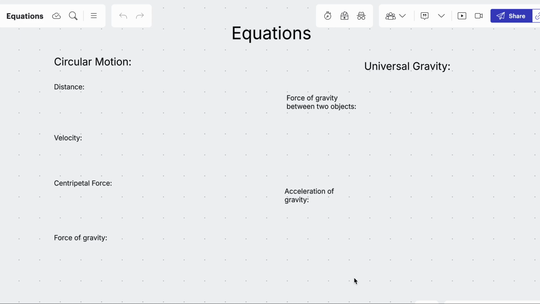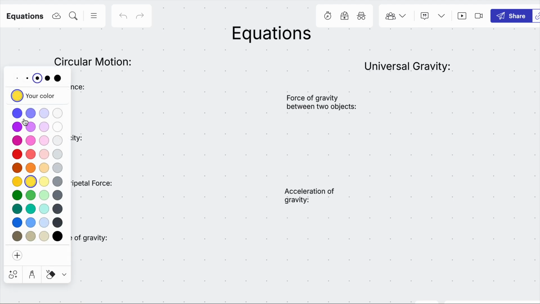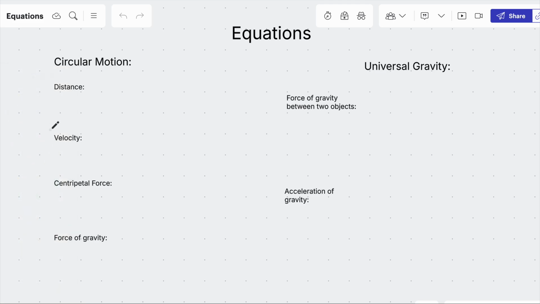All right. Okay, today we're going to be going over the physics homework for Ken's class. We're going to start with some equations. Yeah, let's go with purple. So, first things first, we're going to start with circular motion over here, just going through our equations so we know what we're going to need to use.